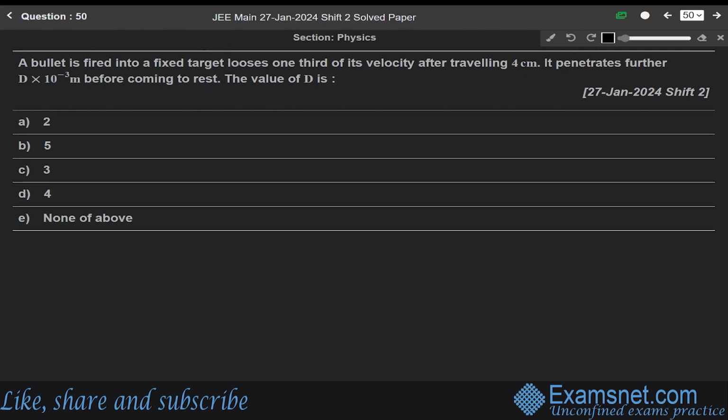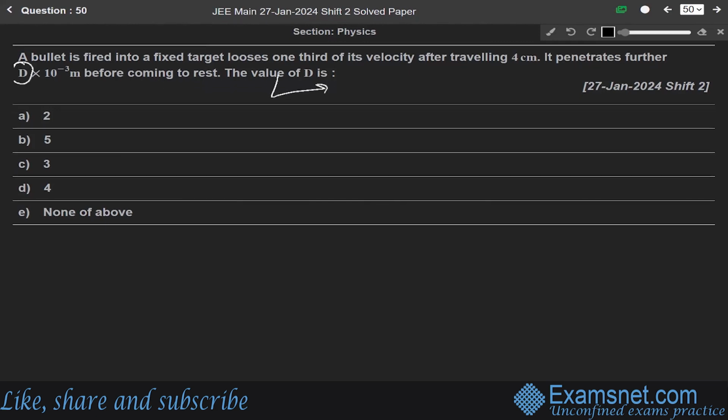So students, our next question is question 50. A bullet is fired into a fixed target, loses one third of its velocity after traveling 4 centimeter. It penetrates further d into 10 to the power minus 3 meter before coming to rest. We have to find the value of this d. This question is from the chapter of laws of motion.